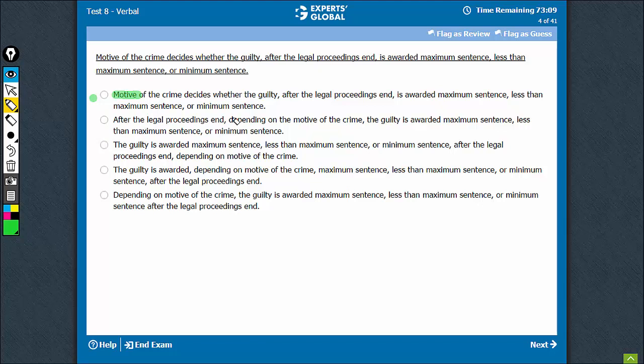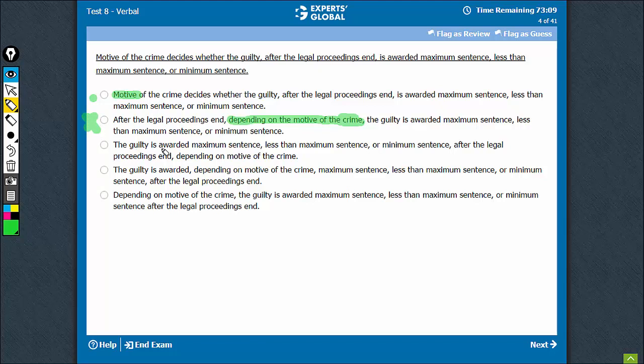Option B commits a serious mistake of putting a very important message between two commas. Between two commas, you put the stuff that is extra information. If you remove that part, the sentence should still retain the core meaning. Remove this part and the sentence becomes: after the legal proceedings end, the guilty is awarded maximum, less, or minimum sentence. So the real meaning, that all of this depends on the motive, is lost. And while many students will choose this option, it is not the correct option.